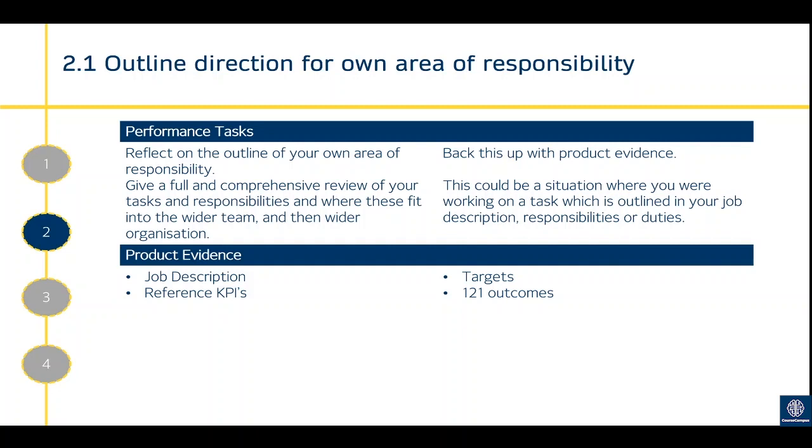Maybe a good situation would be to write a reflective statement on a one-to-one meeting with your manager or some form of review with your manager where you're discussing your job role, your responsibility, where it's going to move to in the next 6 months and how you're going to get there. Product evidence would be your job description, as that outlines your area of responsibility. You could reference your key performance indicators for your role or any targets if you've got targets for your role, and your monthly one-to-one outcomes with your manager.